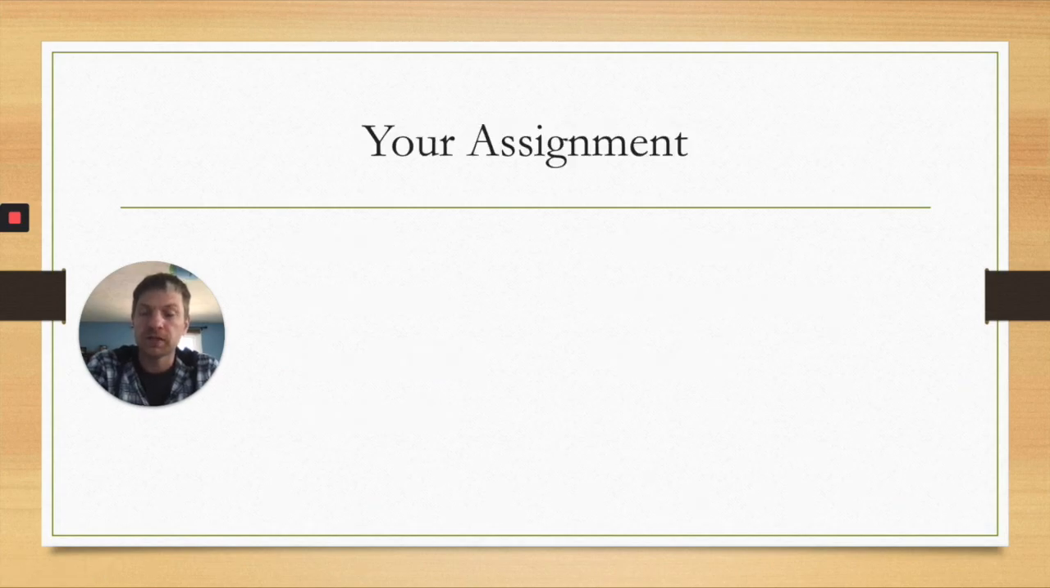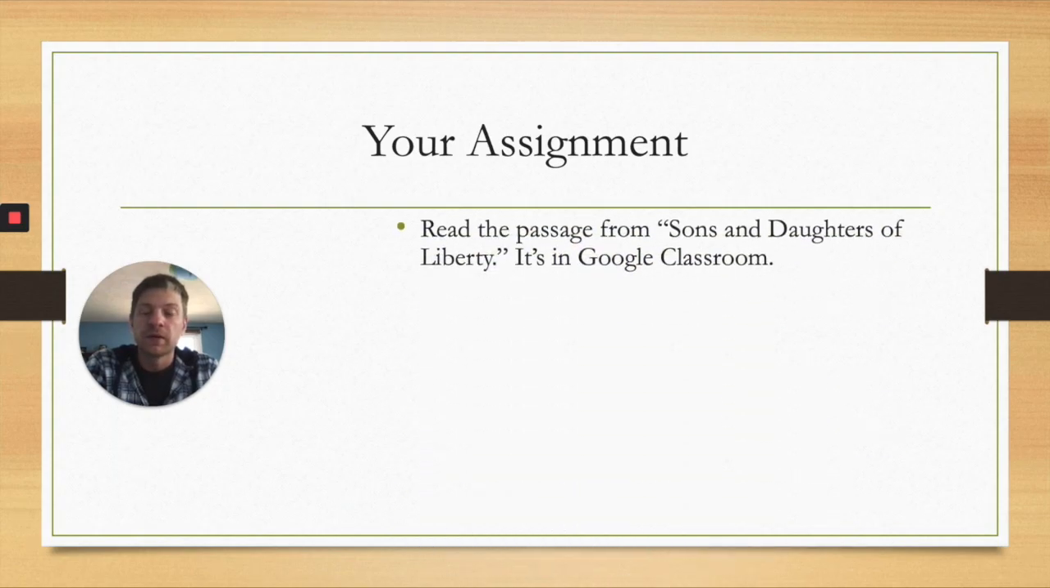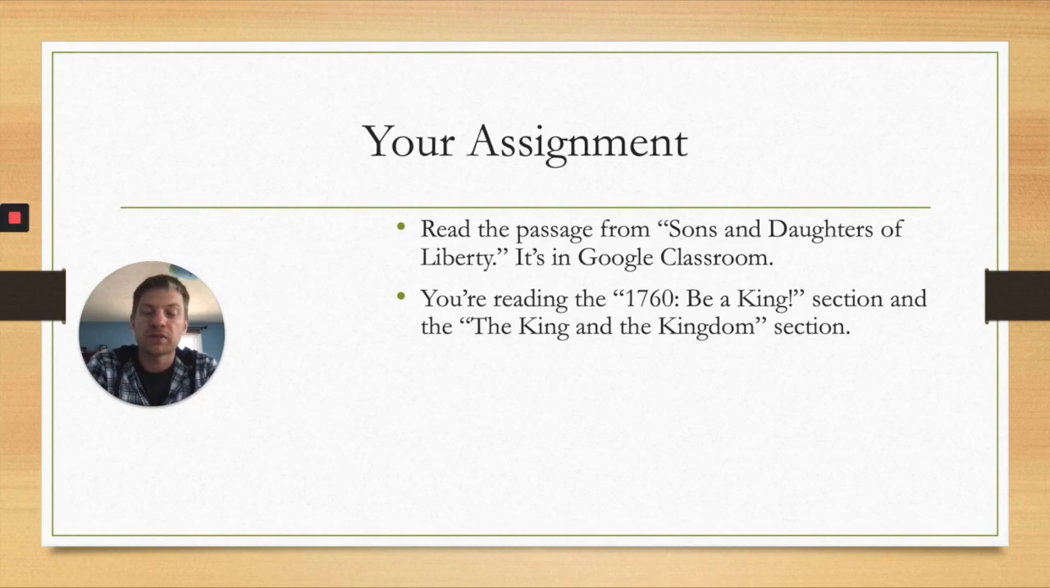Here is your assignment for the independent work part of this lesson. Read the passage from Sons and Daughters of Liberty. It's in Google Classroom. So in the ELA section of Google Classroom where you found this lesson, you will also find this text that you're going to read. There's 2 parts in it, and you'll be reading really every word in the text. But the 2 parts are 1760, Be a King. There's that section, and then there's another section called The King and the Kingdom. You'll read both parts of that.